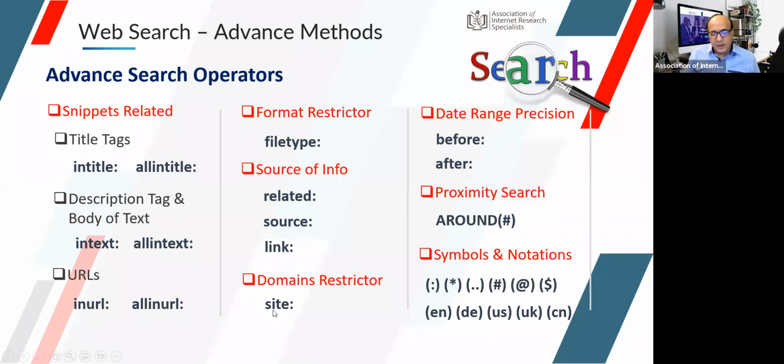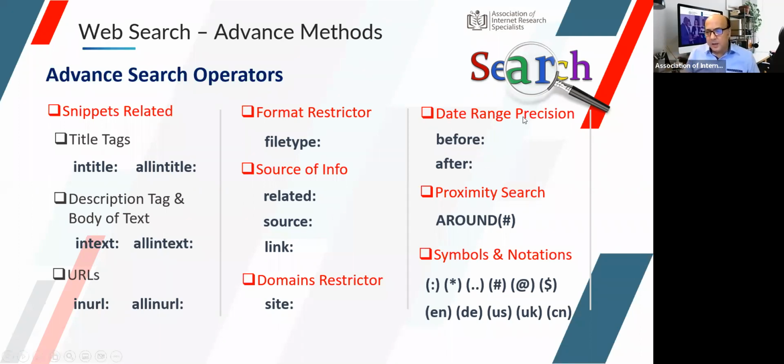Domain restrictor is going to ensure that you have certain domains that would be looked into with the intent to ensure that the information found or the pages found are directly connected with that particular domain. So for that reason, we'll be using site and a colon sign.